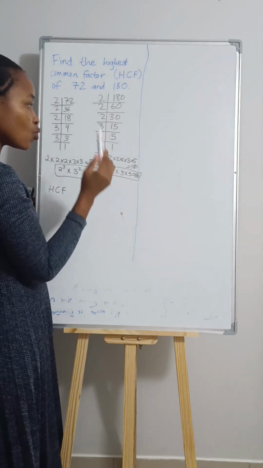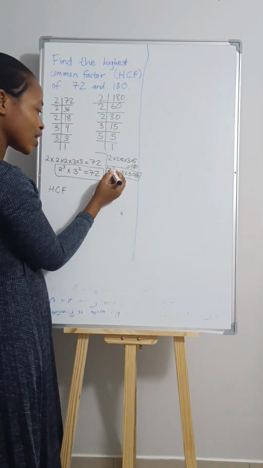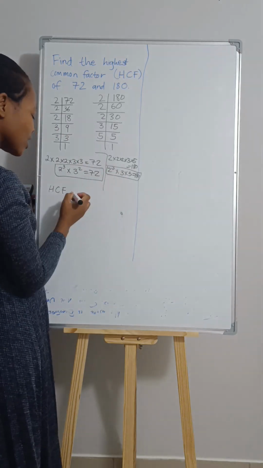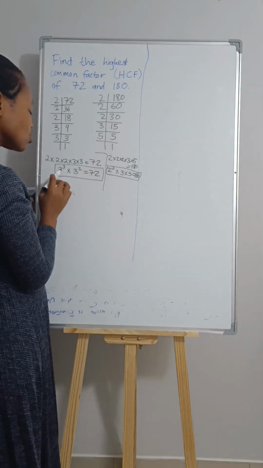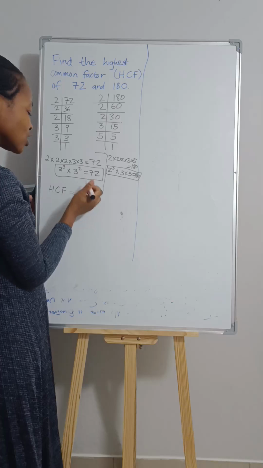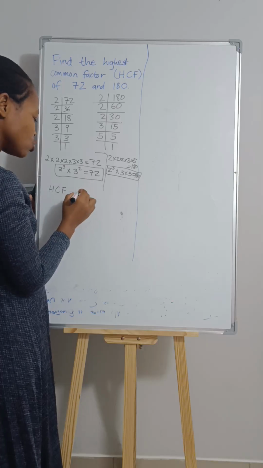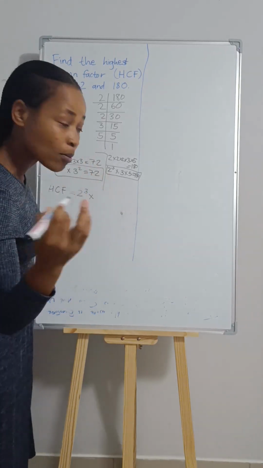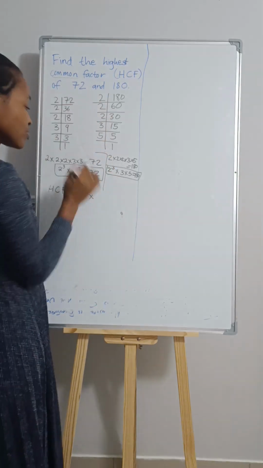You pick from the common ones, you pick the one with the lowest power. So in this case, we have 2 to the power 3 and 2 to the power 2. So that is the one we pick. We pick 2 squared, right? And then times, what's the other common factor?